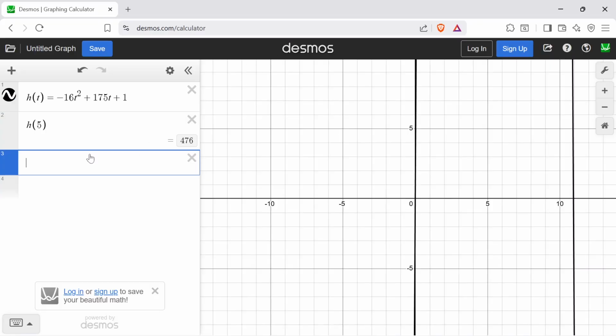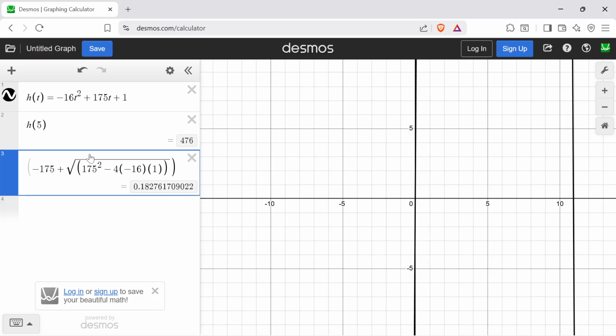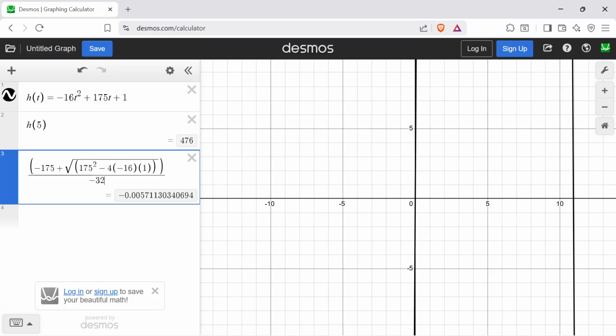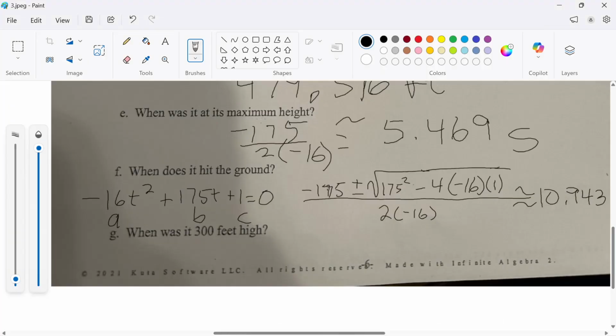And let me just do this. I'll just put the quadratic formula in: negative 175 plus the square root of 175 squared minus 4 times negative 16 times 1, all divided by negative 2 times 16, which is negative 32. Okay, so that's the negative one. I don't want the negative one. I want the positive one. 10.943 seconds. You can see it came out.